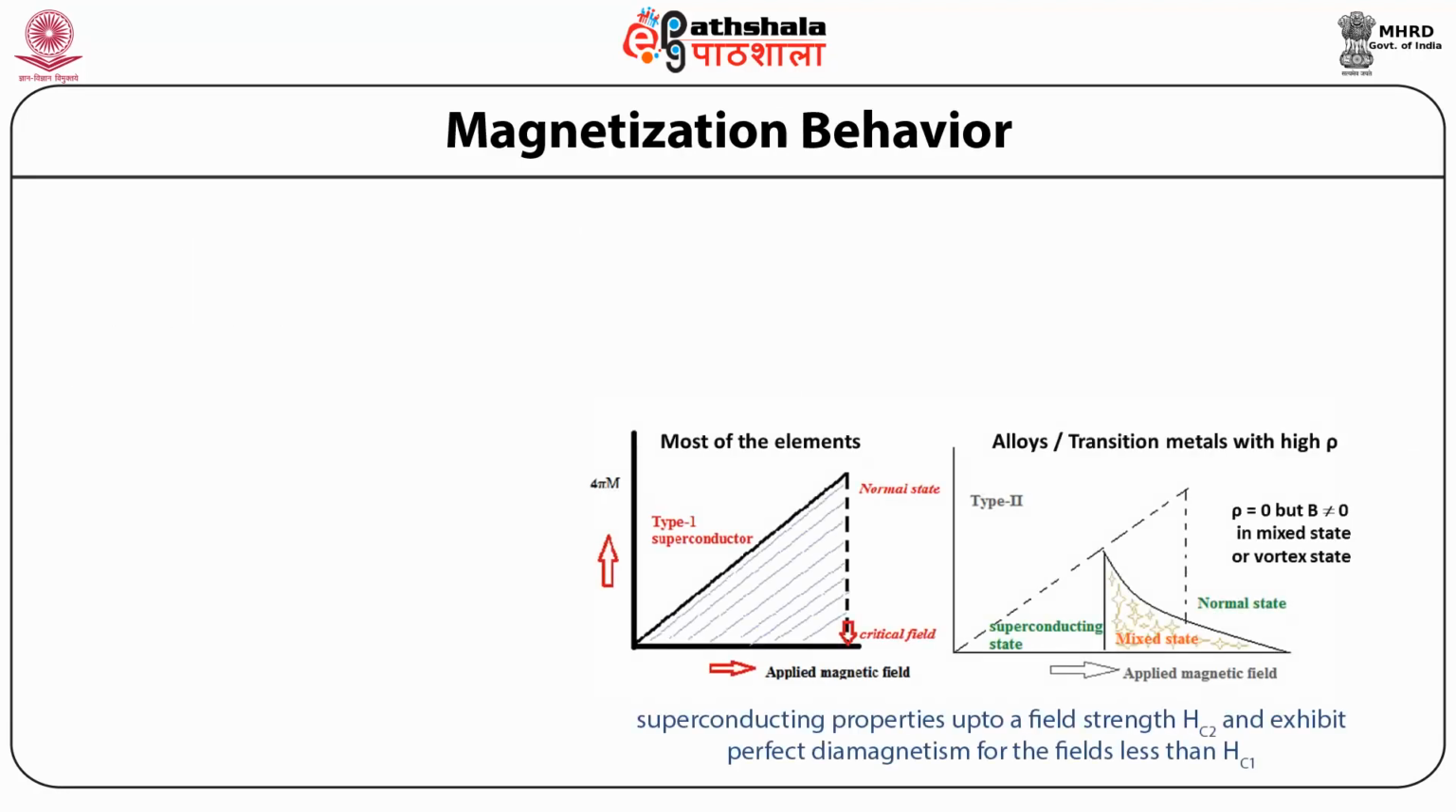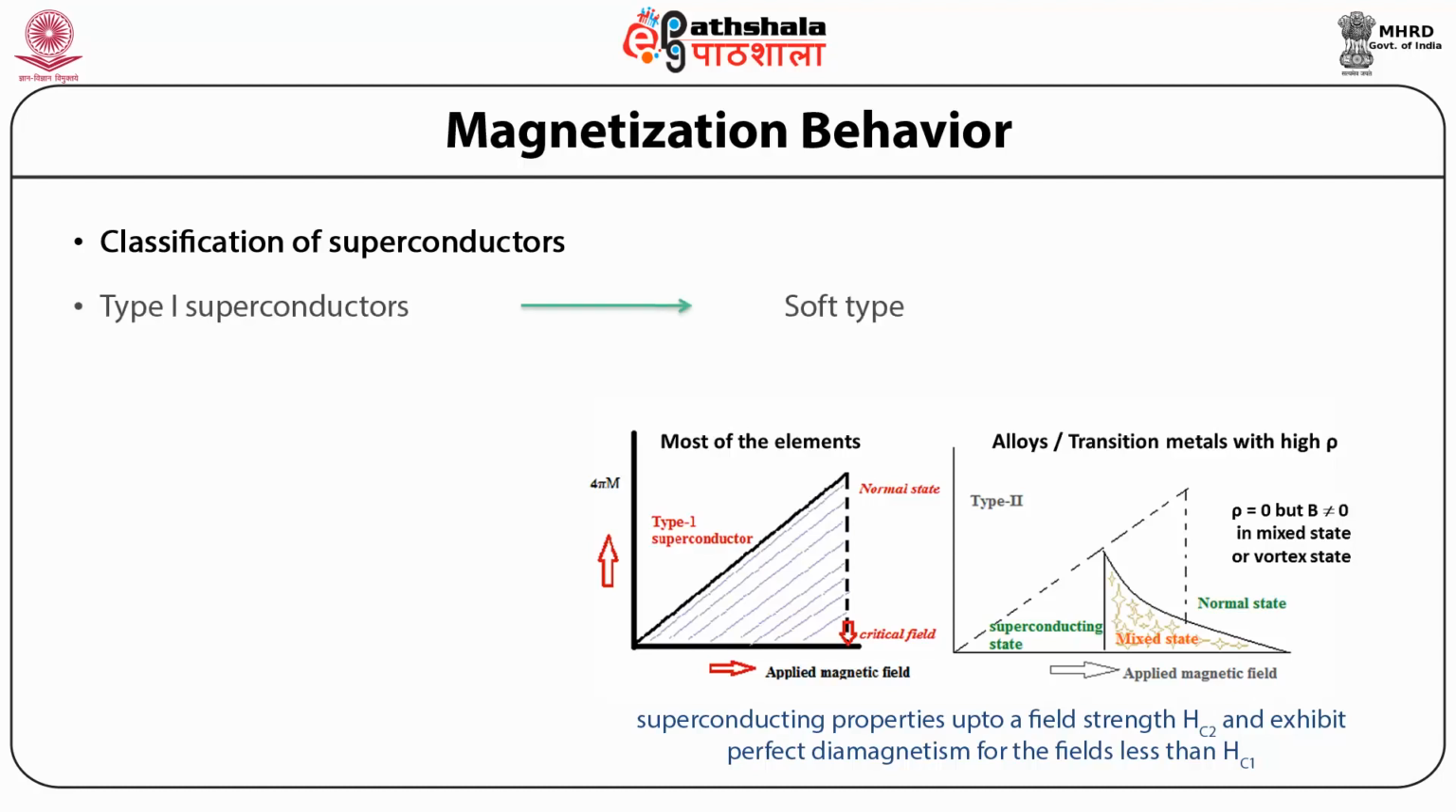If we go through the magnetization behavior of superconductors, it is interesting. On the basis of magnetization behavior, superconductors are classified into two types. One is type 1 superconductor, which we call soft, and the other is type 2 superconductor, which is called hard. Here we can correlate it with magnetic materials also.